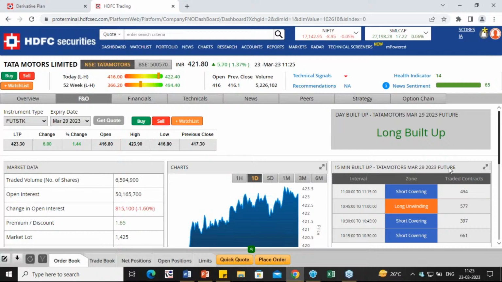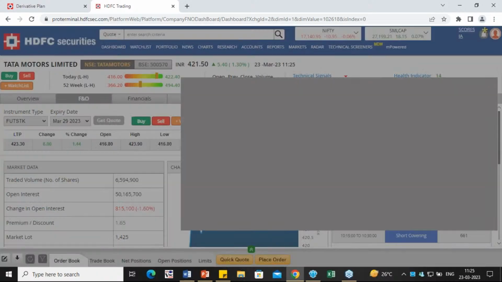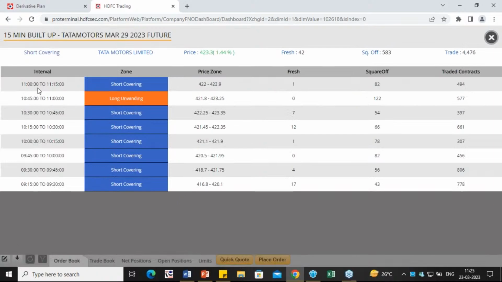If you expand it, it gives you the overview of open interest build-up, basically the outlook of that particular future contract which you are already trading in the market. If you expand over here, you can see the 15-minute OI build-up giving you 25 time intervals, that is 9:15 to 3:30. So it's giving you the outlook of every 15 minutes.